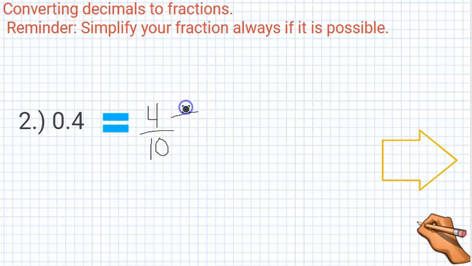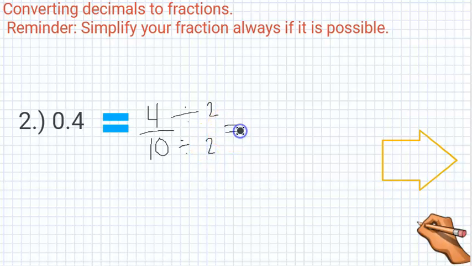But wait, I can't simplify by 4. Here, it would be 1, but can I divide 10 by 4? That's impossible. So I go even lower. By 3, neither. By 2, of course. I can divide by 2 here, and I can divide by 2 right here as well.